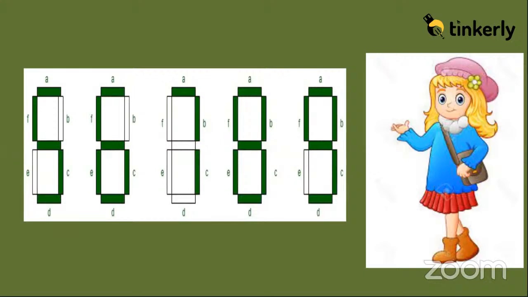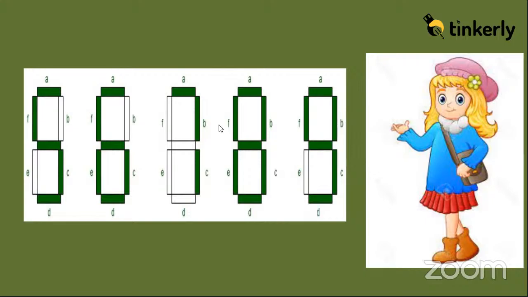For the 5, A will be high. B and E will be low. The rest will be high. So the pattern we are getting is number 5. For the 6, only the B LED will be low. The B pin connection will be low. The rest will be high. For the 7, D, E, F, these three pins will be low, and A, B, C will be high. For number 8, all the LEDs will be high, because the number 8 looks like this. And for the number 9, except LED E, all LEDs will be high.